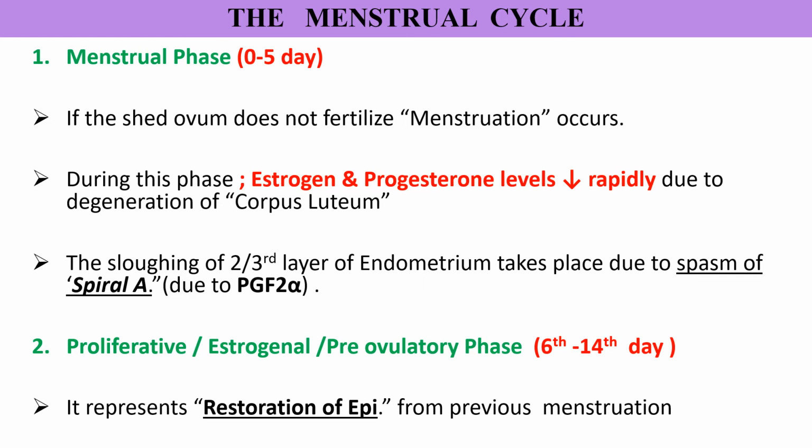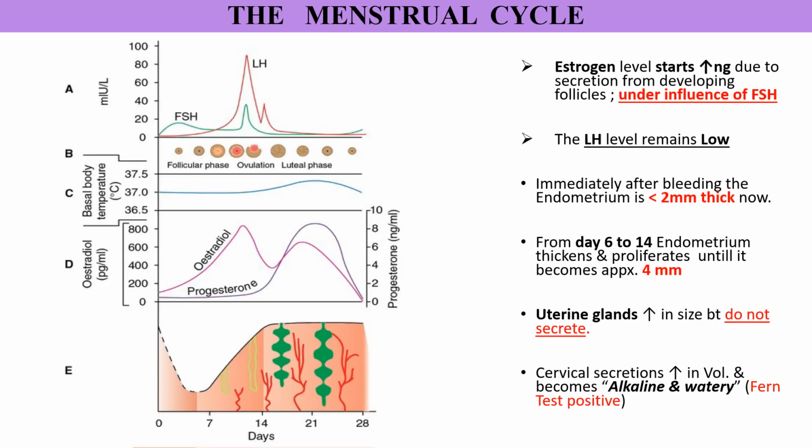The next phase of the menstrual cycle is the proliferative phase or the estrogenic phase. The duration of this phase is 6th to 14th day. All the restoration work of the endometrium from the previous damage takes place during this phase. The estrogen level starts increasing due to its secretion from the developing follicles under the influence of FSH. The LH level remains low.